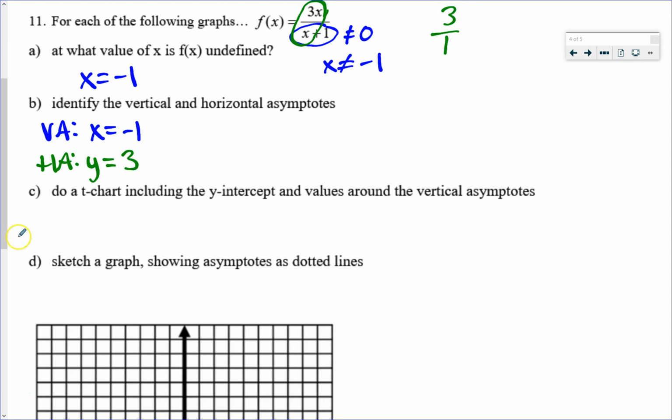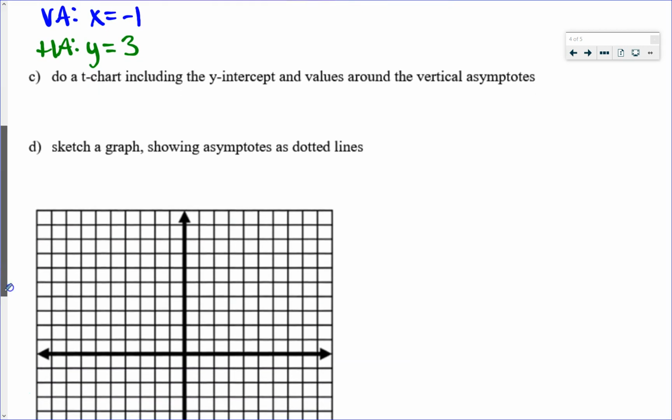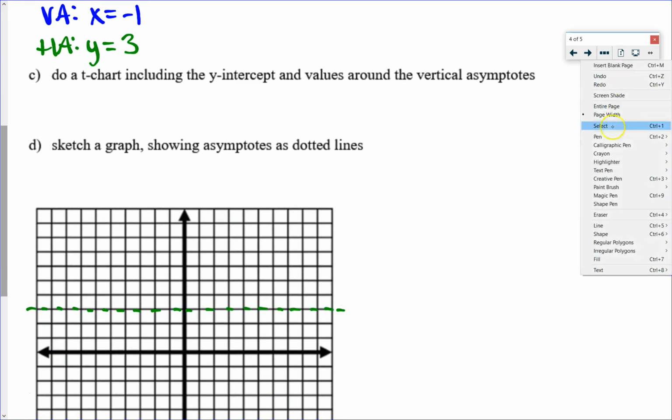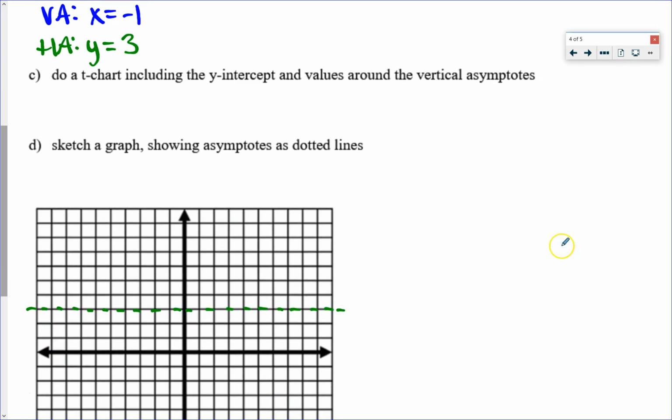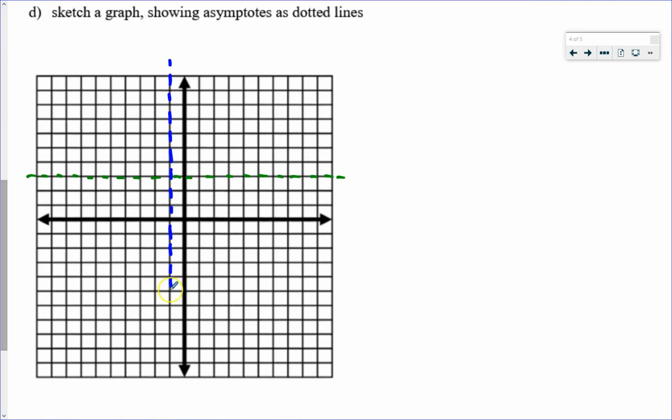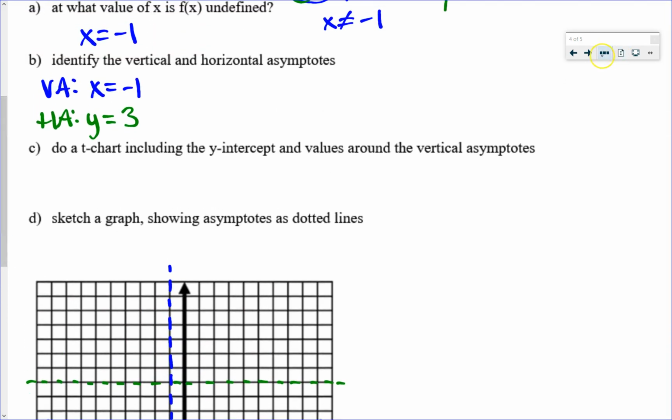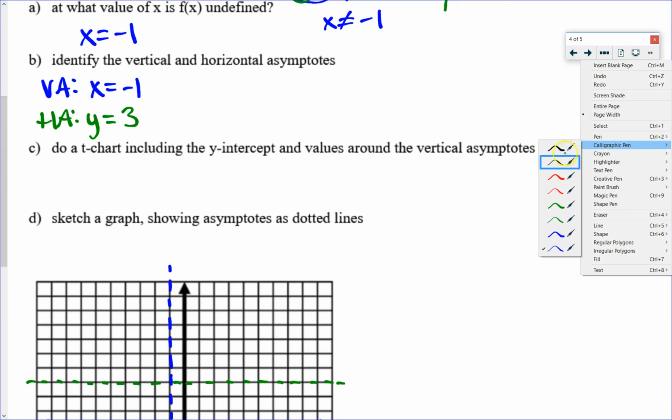All right, I'm going to go ahead and graph those on my chart down here. So horizontal is crossing over where y is 3. And then my vertical line is crossing where my x is negative 1. So down here. Okay. All right, let's do a t-chart to show where my values are going to be.